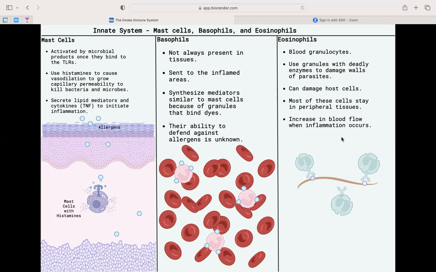Basophils, not always present in tissues, are sent to inflamed areas and can synthesize mediators similar to the mast cells due to the granules that can bind basic dyes. However, the most unknown aspect of these cells is their ability to defend against allergic reactions. Similarly, eosinophils are also blood granulocytes that use their granules with deadly enzymes to damage the walls of parasites and on some occasions damage host tissue. Most of these cells stay in the peripheral tissues and increase in the blood flow when inflammation occurs.